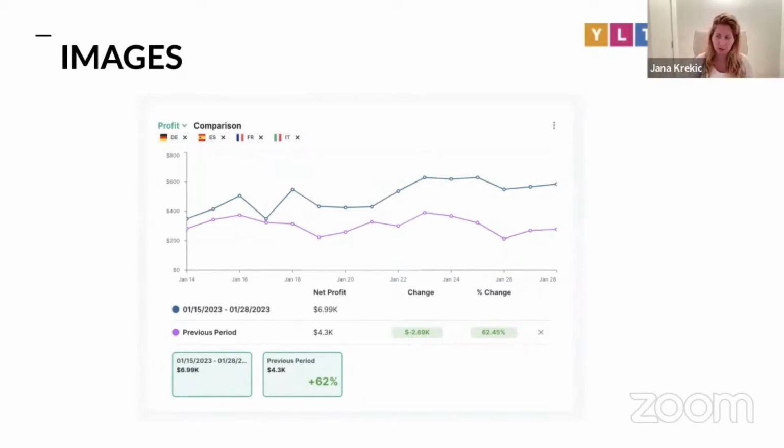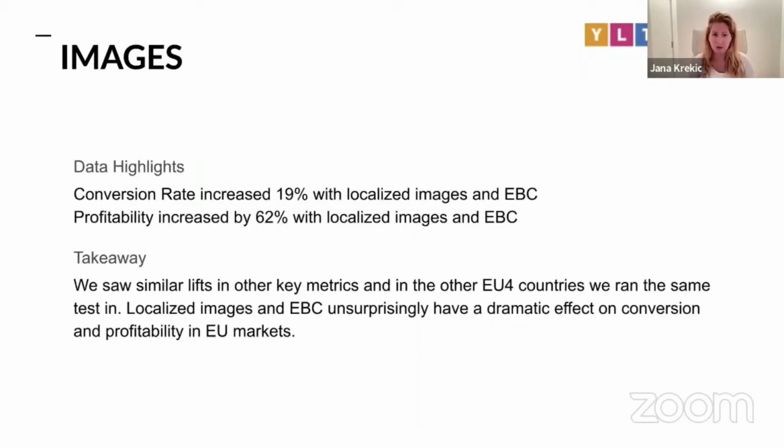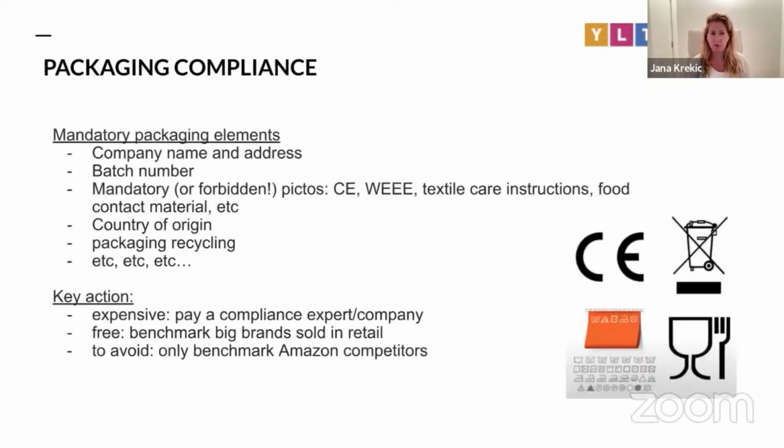And now it's possible to change all main images into local countries' languages, and I advise you to do so as soon as possible. So the conversion rate increased by 19%, profitability increased by 62%. All had amazing results across all Europe, all of the four marketplaces.